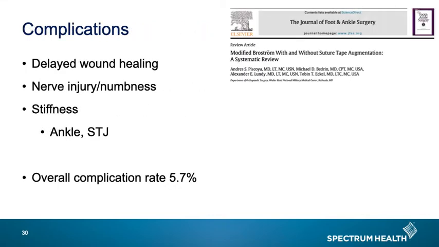So what kind of complications do we see with the Brostrom procedure? Well, it is a good procedure. It does not have a lot of complications. I typically don't get a whole lot of problems, so we will see some things pop up. Delayed wound healing happens, certainly, as it can in any procedure. I do see quite a bit of nerve injury numbness. A lot of this is transient, so it didn't quite make it into these numbers.